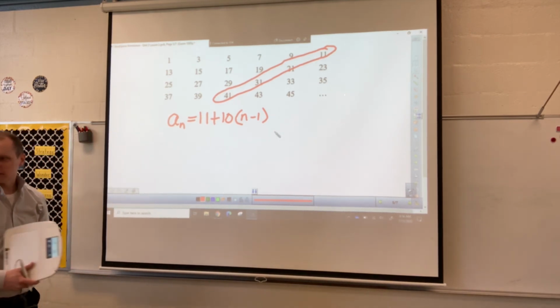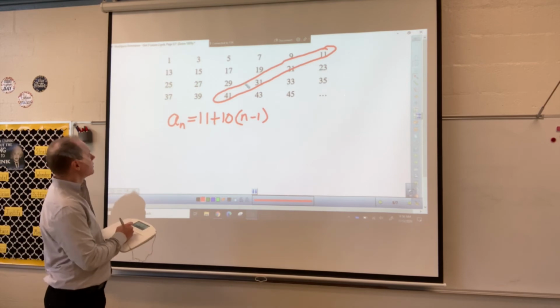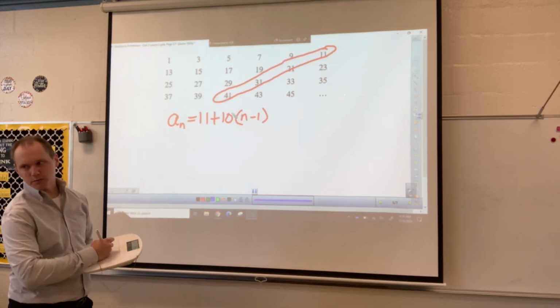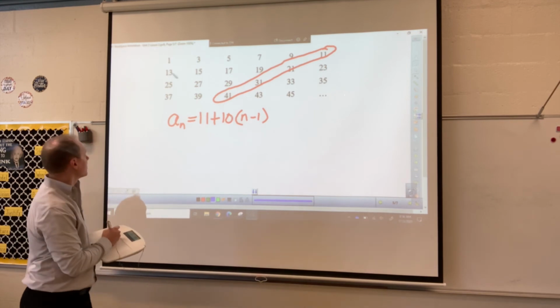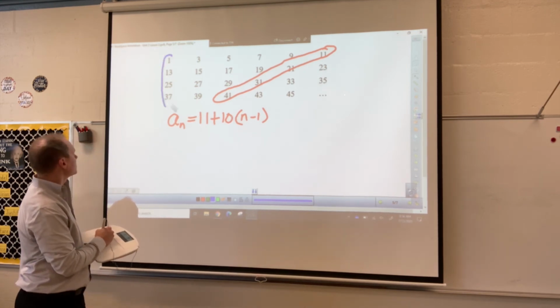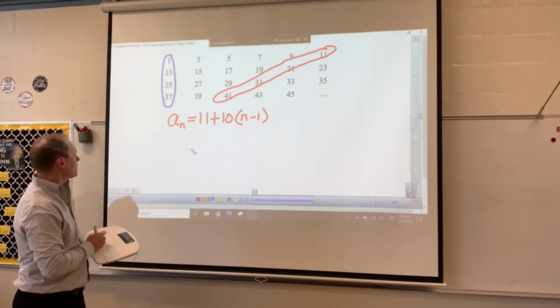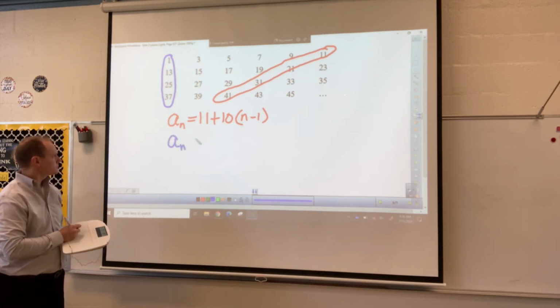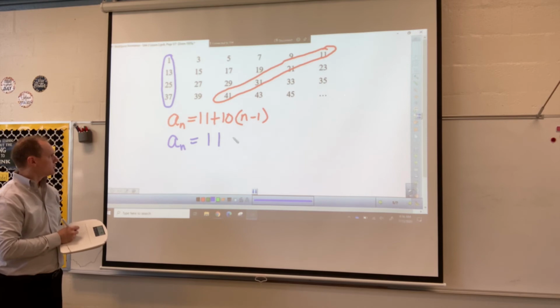Yes. For the columns, as you go down, it goes up by 12. Okay, which column did you specifically look at? The first one. Okay, the first column here goes up by 12 each time. So what was your formula? A sub n equals 1 plus 12 times n minus 1. Okay, good.